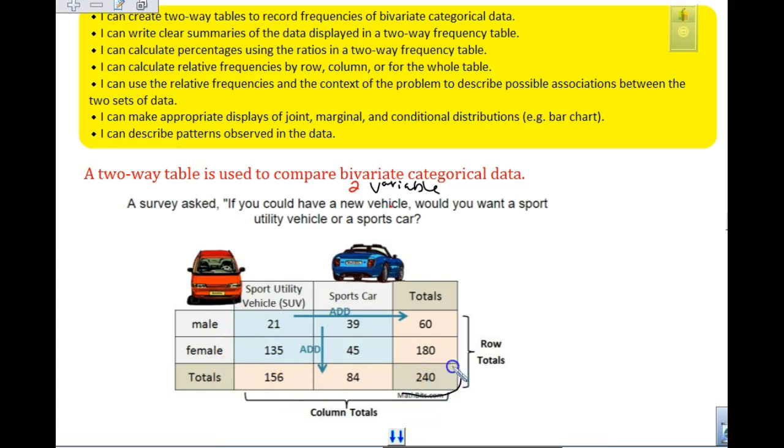This is telling us how many people total were surveyed. So when you're trying to find out how many people were surveyed, this is our total number surveyed, okay? We can tell that of 21 males, 39 chose the SUV, 39 chose sports car, and if you add those together, you get this total 60. So a lot of times you're going to be adding, or you'll be given some of these numbers in the table, and you'll have to figure out the rest. Again, they're telling us that 135 females chose the SUV, 45 chose a sports car. Again, you added going across to get 180, and you add going down to get our totals, okay?